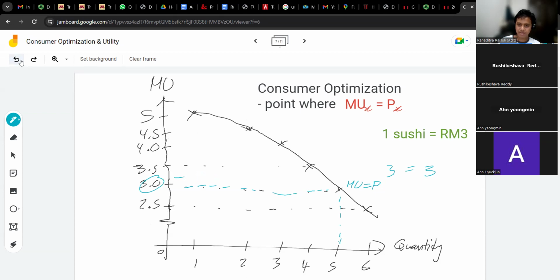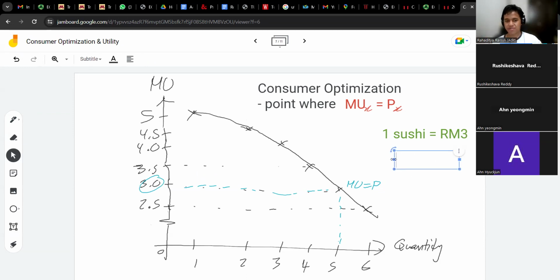So yeah, there's that. I'm going to show you a bit more about consumer surplus. But this is what we call the consumer optimization point. But why is this what we call the consumer optimization point? Why should a person buy until they reach 5 of the product? This is the main question, right? Why should a person buy five of the sushi? We can tell that it's because MUx equals Px at this point.